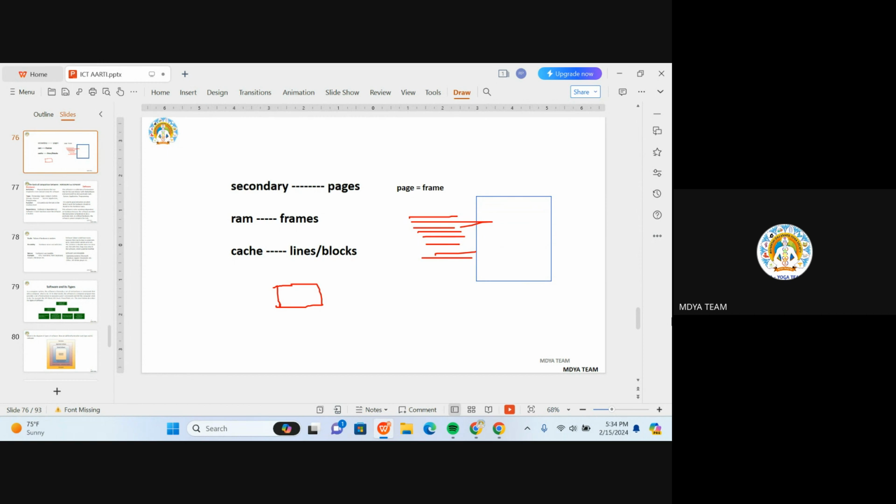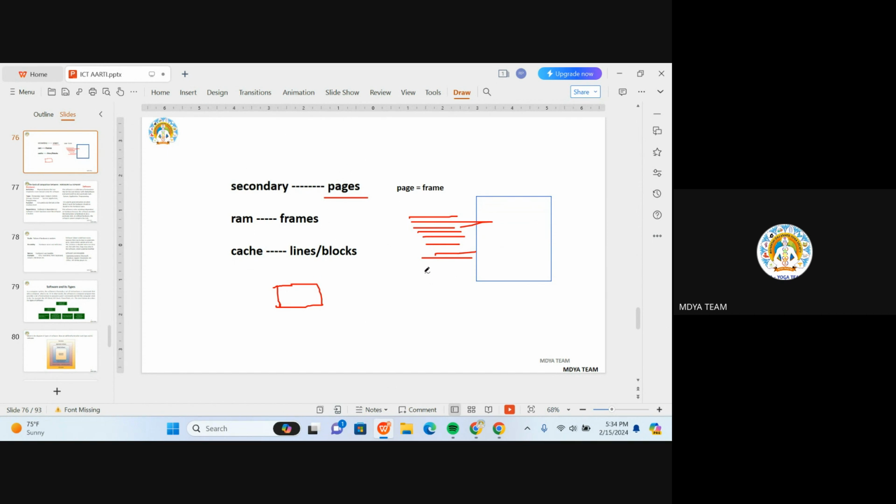Okay, it will create a 300 pages book. Got it? So the only difference is the name, ma'am. Yes, the name. Pages are in secondary devices, and frames are stored in RAM, because it executes only in one frame.